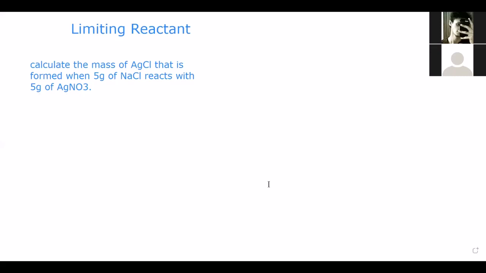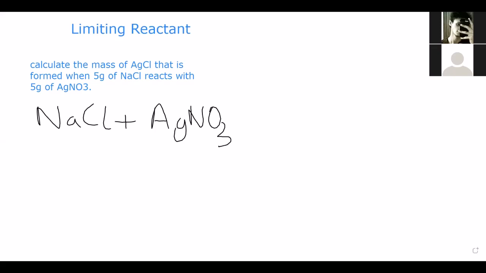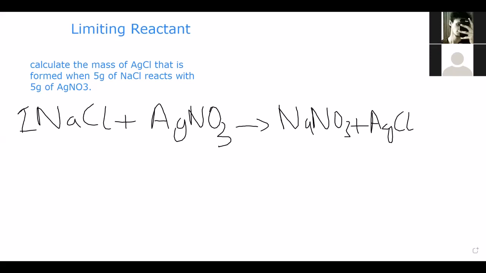Now first we'll write the balanced chemical equation. NaCl plus silver nitrate produces sodium nitrate plus silver chloride. Here the ratio is 1:1. So first we'll find the moles of both the reactants.